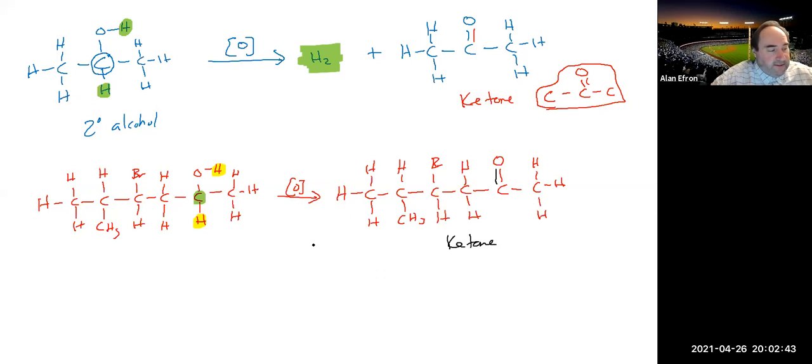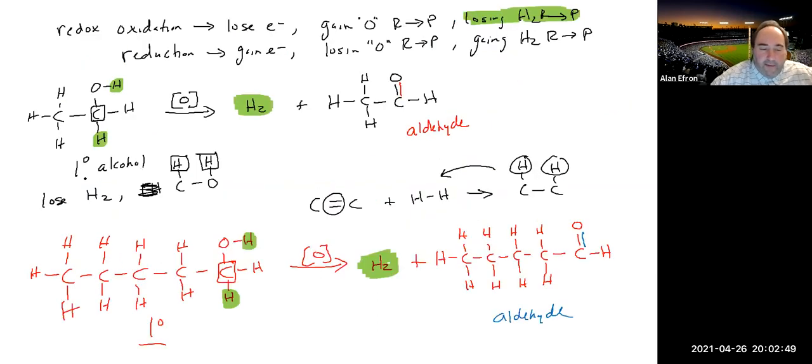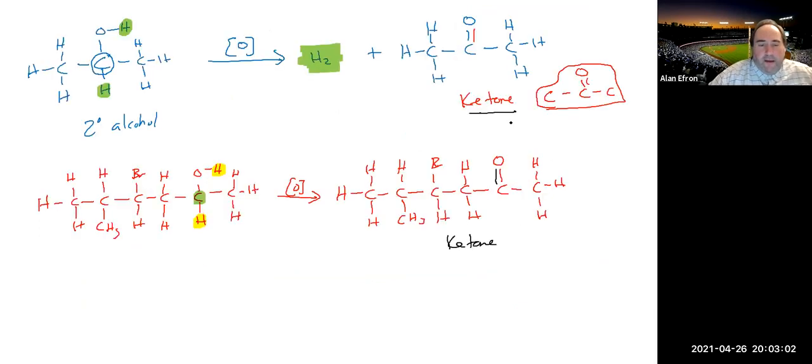So the oxidation of a secondary alcohol results in a ketone. The oxidation of a primary alcohol ends up in an aldehyde. And by the way, the functional group for an aldehyde is this guy here. Any questions on those two? Well, we had a tertiary alcohol, so let's see what happens with that one.